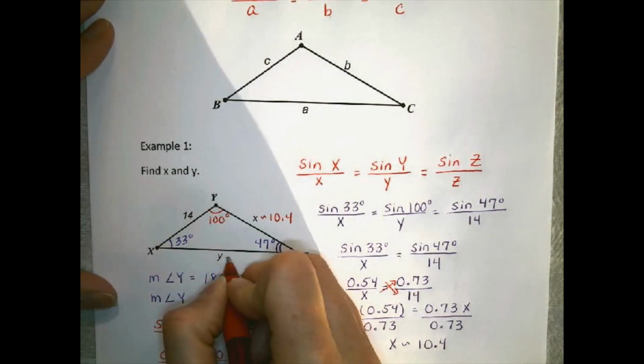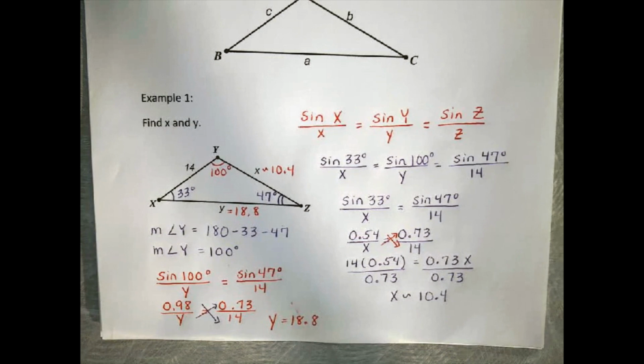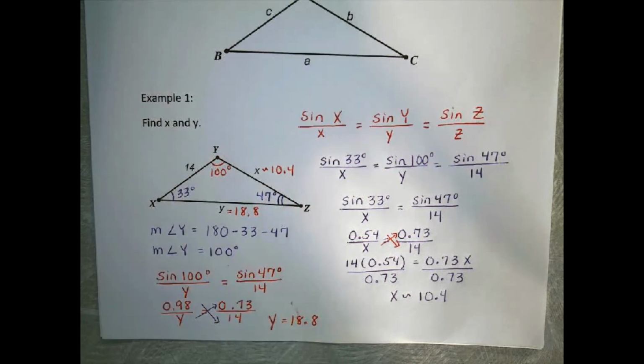And that's an example of how we use the law of sines to find angles or sides of any triangle that we don't already know those for. It does not have to be a right triangle.